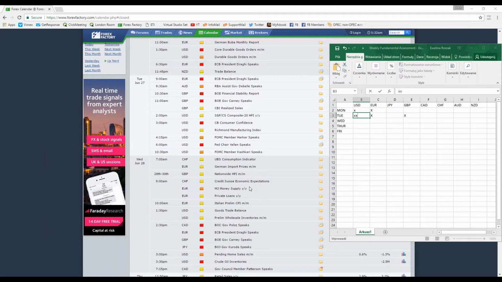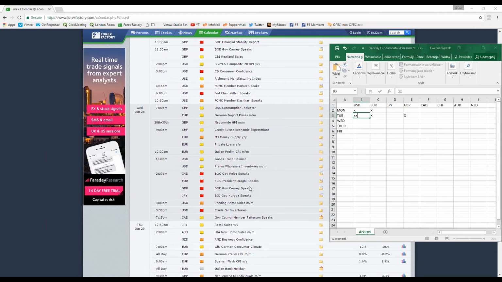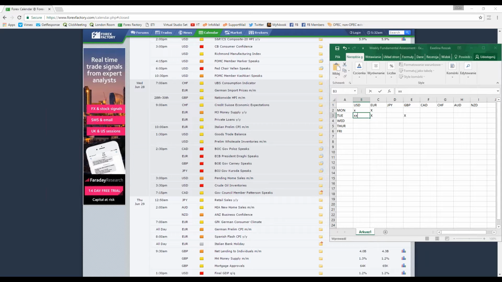Now if we go a little bit further down, we can see, as we just spoke about on Wednesday, we do have Poloz, Draghi, Carney and Kuroda speaking. So we're going to put down four big X's. I mean, this could pass without any serious volatility, but just on the basis that it could provide volatility, we're going to anticipate that. So we have Wednesday, we have another big X on the euro. We have the pound. We have the Japanese yen. And we also have the Canadian with Poloz.